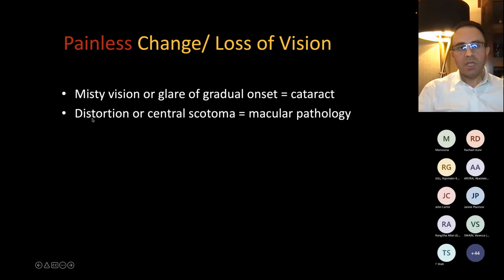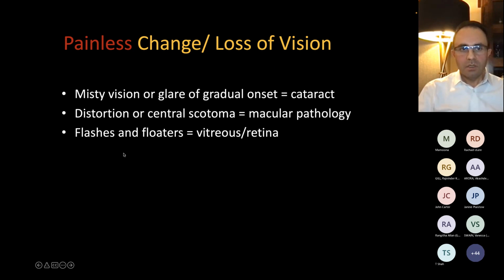If the patient is mentioning distortion of the central vision or central scotoma, they can't see centrally. They are saying the peripheral vision is fine, but the distortion or the loss is only affecting the central vision. This is definitely macular pathology. Very rarely could be optic nerve, but mostly macular pathology.